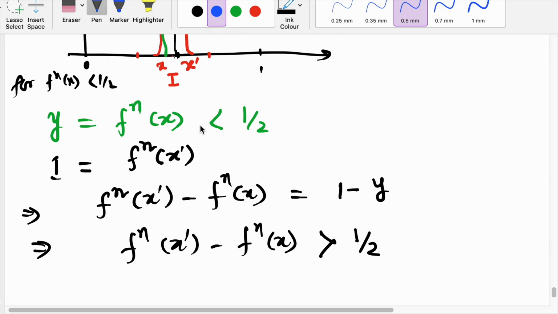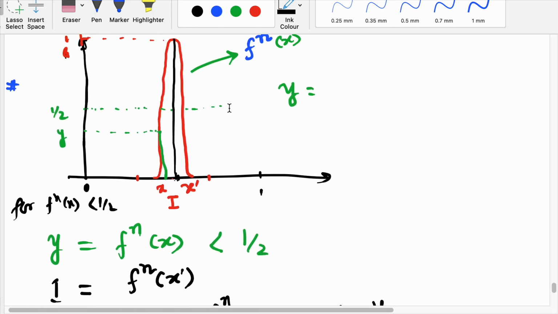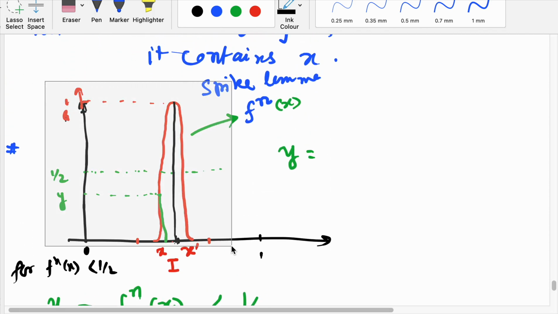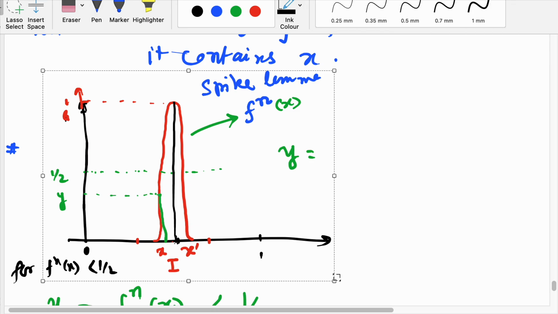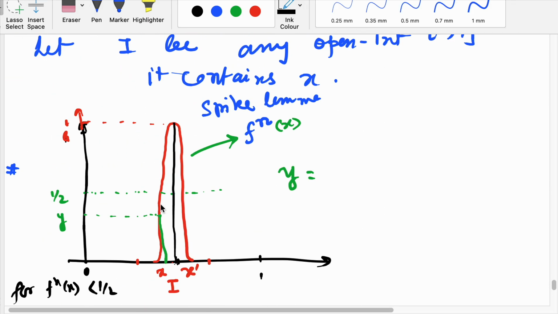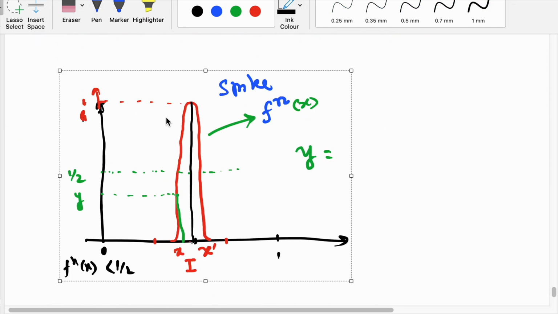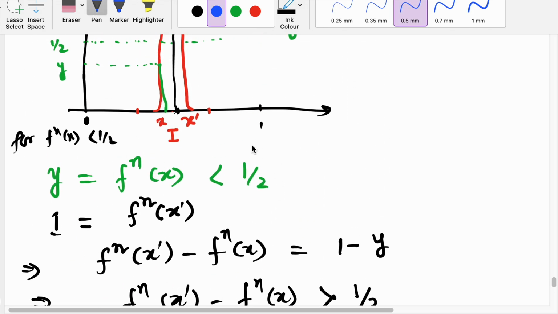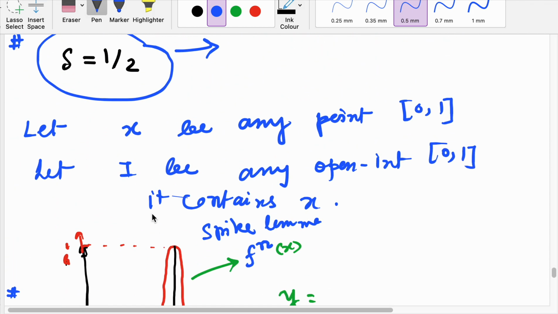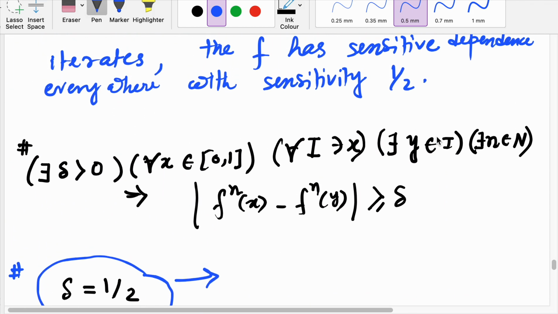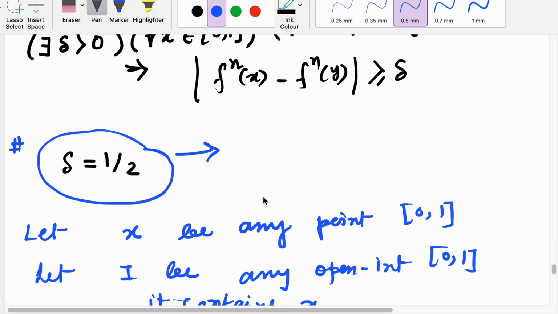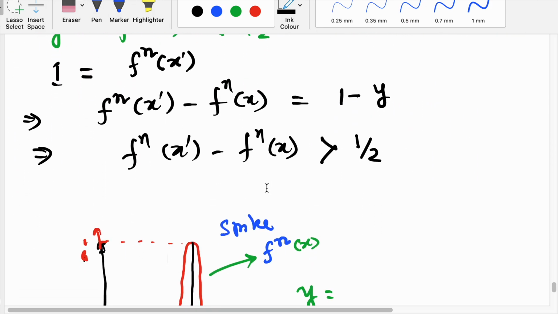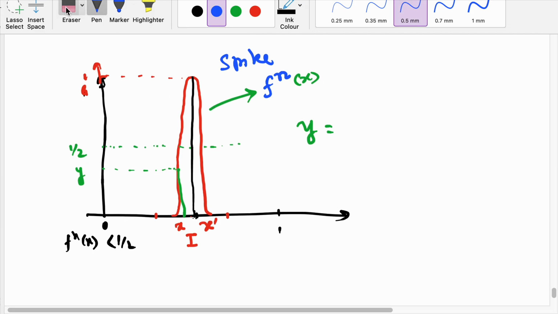Now the same thing we will prove. Let me copy it and paste here. We have proved that when f^n(x) is less than half, I will always find some n and some y for which this condition is satisfied. If we can prove that this is also true for f^n(x) greater than half, it is very easy to prove.